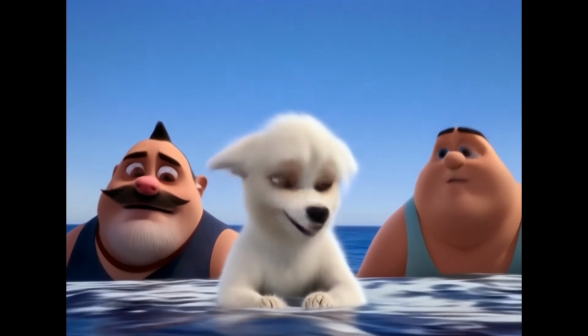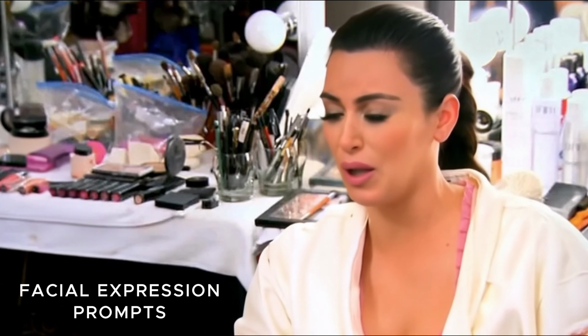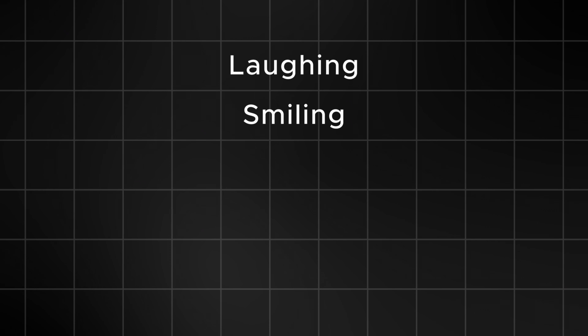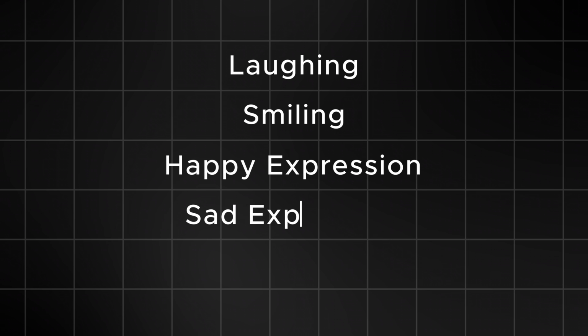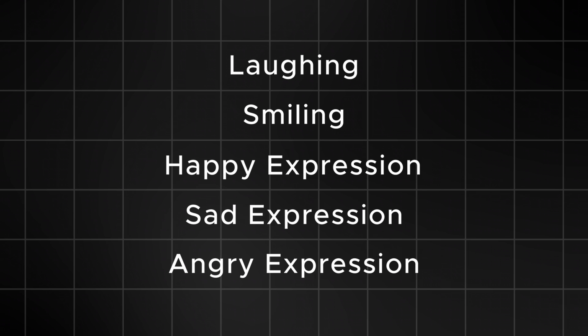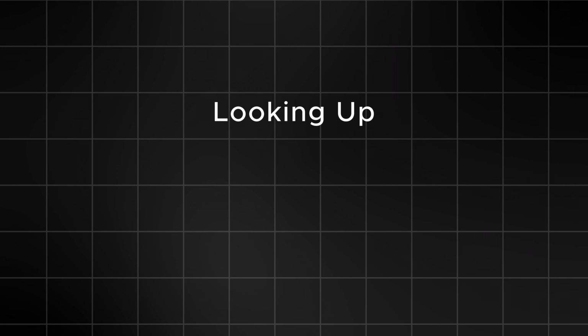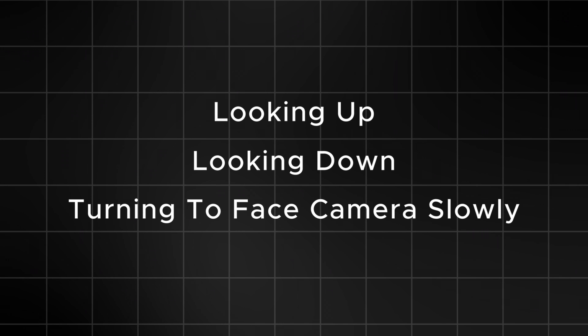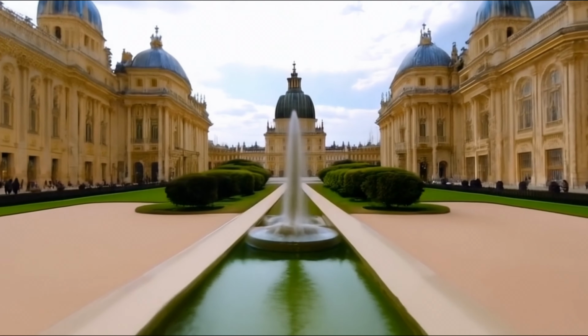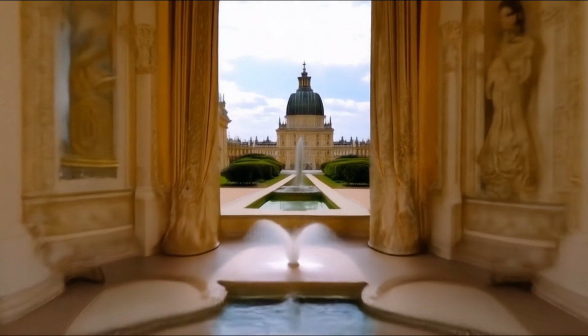If you want to control the expressions of subjects in the video, you need to add facial expression prompts such as subject laughing, woman smiling, happy expression, sad expression, angry expression. You can also add head motions to look in specific directions like looking up, looking down, turning to face the camera slowly. For camera motion prompts, here are some examples that you can try.